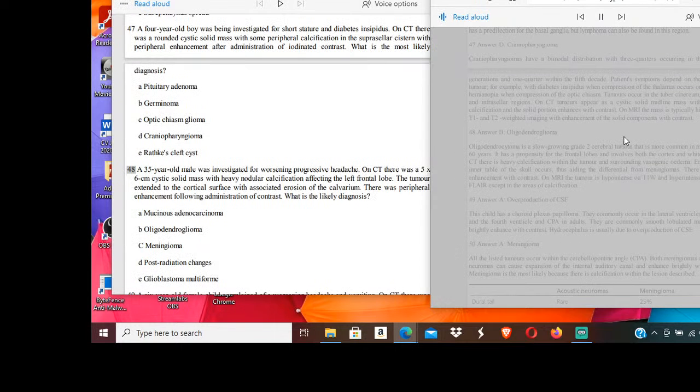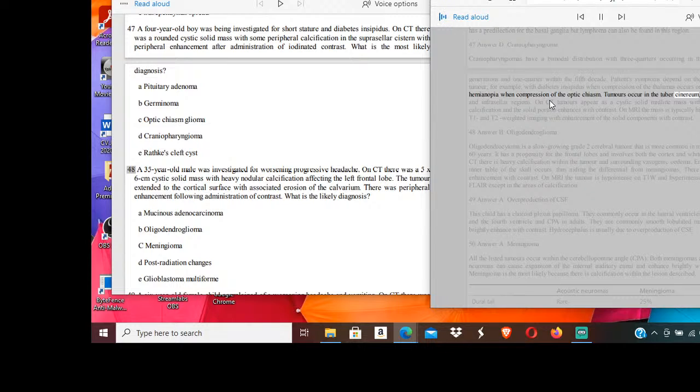ganglia, but lymphoma can also be found in this region. 47 Answer D, craniopharyngioma. Craniopharyngiomas have a bimodal distribution with three-quarters occurring in the first two decades and one-quarter within the 5th decade. Patient symptoms depend on the site of the tumor, for example, diabetes insipidus when compression of the hypothalamus occurs, or bitemporal hemianopia when compression of the optic chiasm occurs.